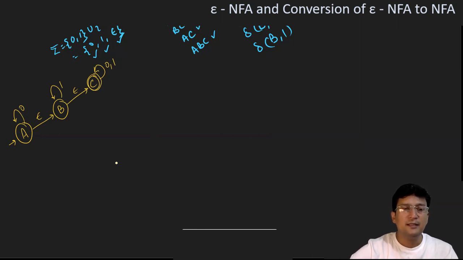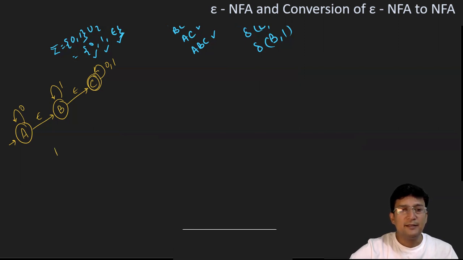Here you can see that state A on getting the symbol epsilon can move to state B. Similarly, state B on getting the symbol epsilon can move to state C. So epsilon is taken as an input symbol here also. It means we will have to show the transition with epsilon also. Now epsilon means the empty string. It means the null string, you can say, or the empty string or the empty symbol.